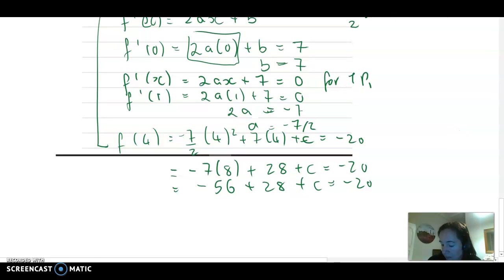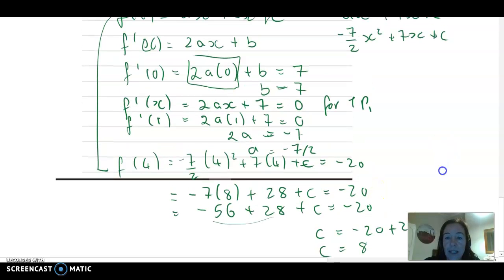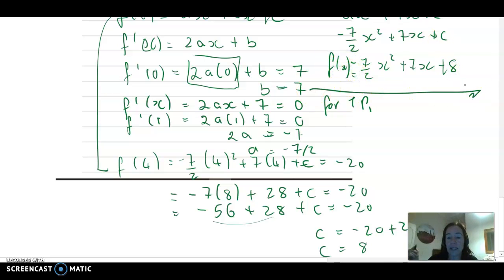So that's going to be c equals negative 20 plus 28, because this gives me negative 28. So c will be 8, which is nice and handy. So I have negative 7 over 2 x squared plus 7x plus 8. And that's my function there, QED.